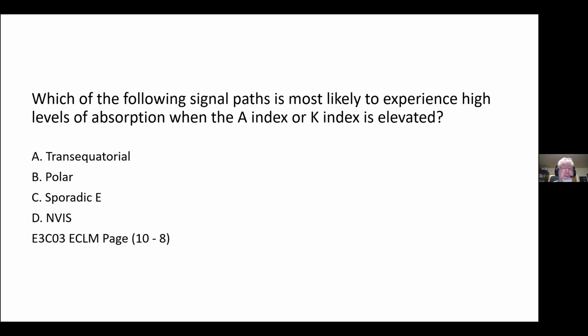Which of the following signal paths is most likely to experience high levels of absorption when the A index or K index is elevated? A, transequatorial, excuse me, B, polar, C, sporadic E, or D, NVIS? Bravo. Bravo is correct, polar.